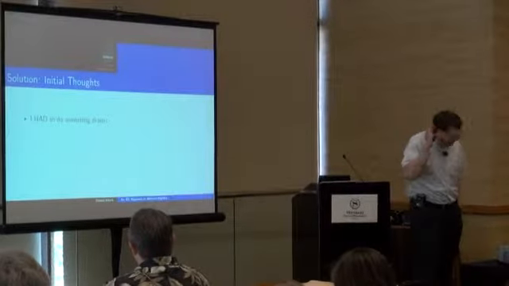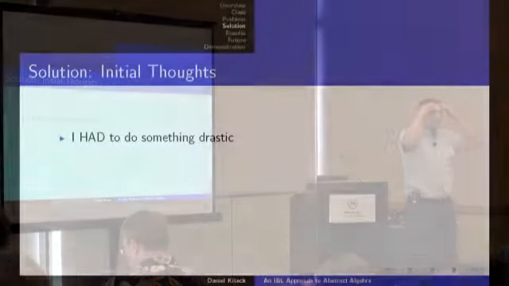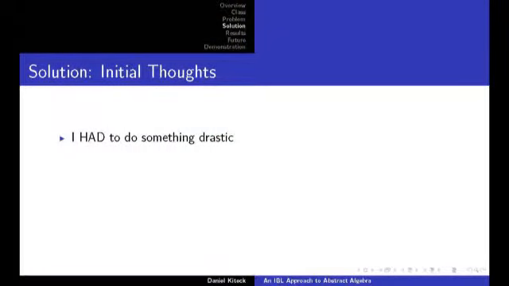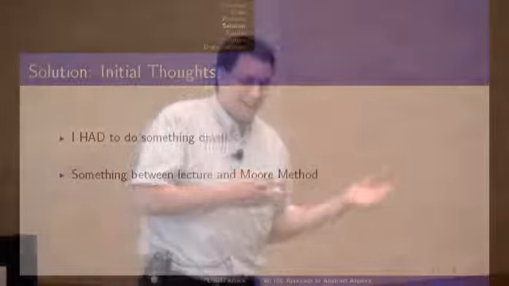So my initial thoughts: I had to do something drastic. After those 3 years, I was like, it's got to be able to be better. I want students to see the beauty, to appreciate it, at least more so than what I'm seeing. So I decided it had to be something between lecture and the Moore method. From what I heard of the traditional Moore method, I didn't feel like I was ready to fully embrace that, at least at that time.